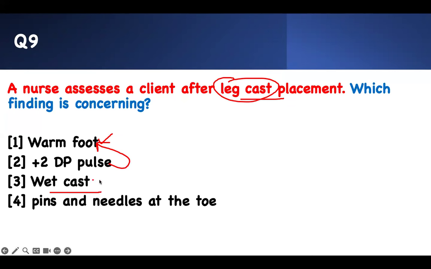Foul-smelling cast, I don't like it. But when you have pins and needles, I have to be sharp. That is my answer. Pins and needles, I have to be sharp. But foul-smelling cast, I hate it. Thus, I love you. So that's those things. Warm foot and plus 2 DPs is good. Foul-smelling cast is bad. But pins and needles, the baddest of all. I'm being sharp, right? That's prioritization 101.